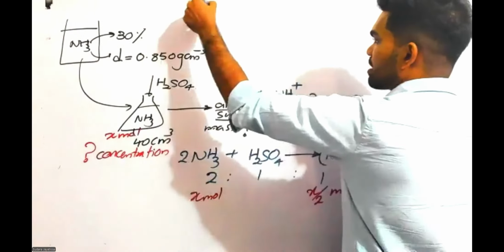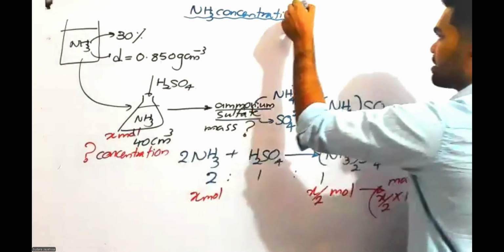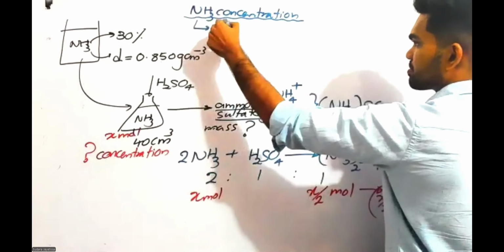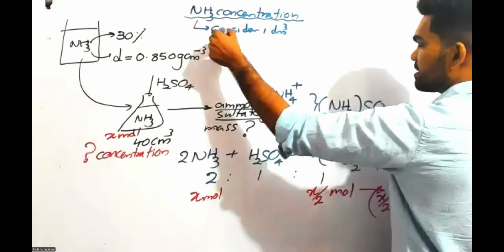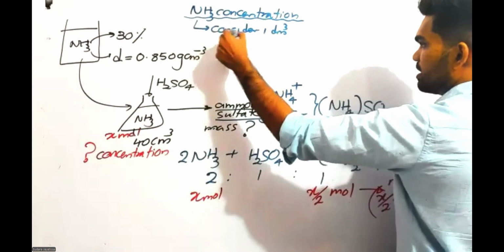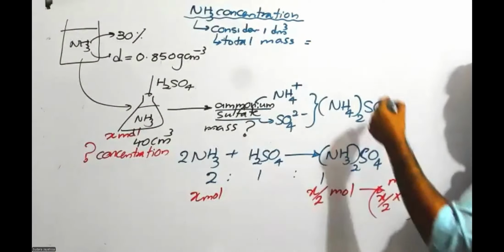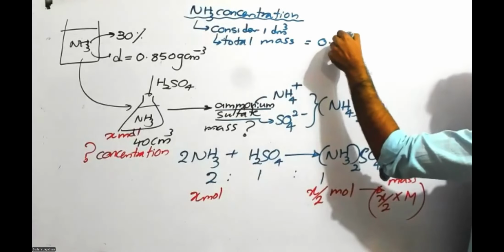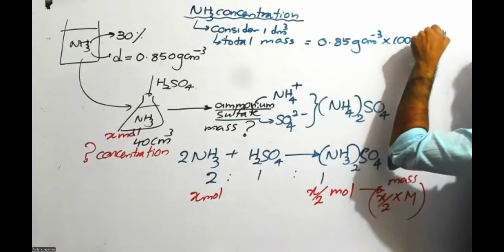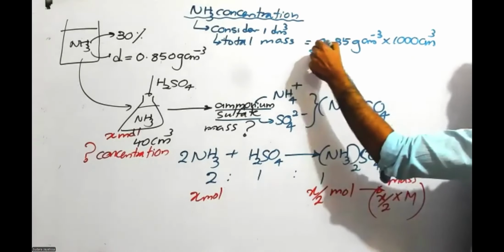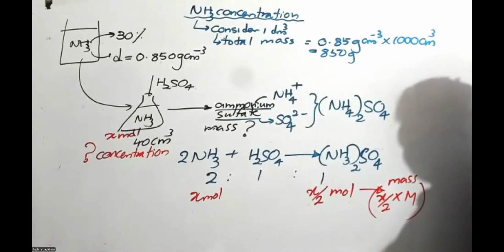NH3 concentration. In the theory class, I gave you 3 simple steps. What is the first step? You are going to consider 1 dm cube. Okay, and then you find total mass of 1 decimeter cube. Total mass. So for that, you multiply this density 0.85 gram per centimeter cube by the volume of 1 decimeter cube, 1000 centimeter cube. So you will get 850 grams. That is the total mass.